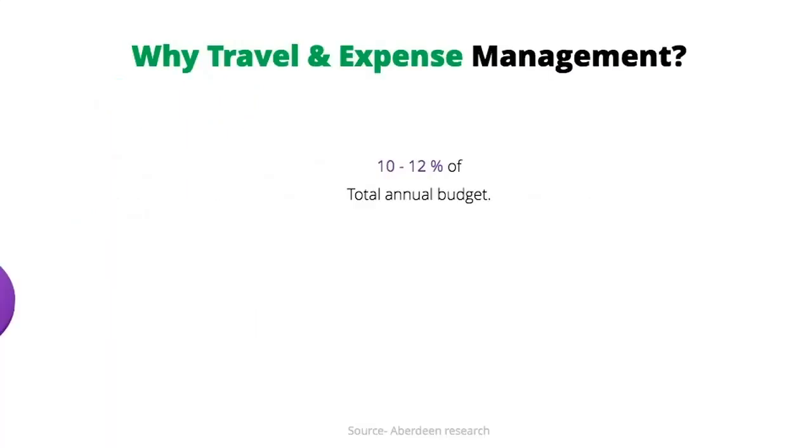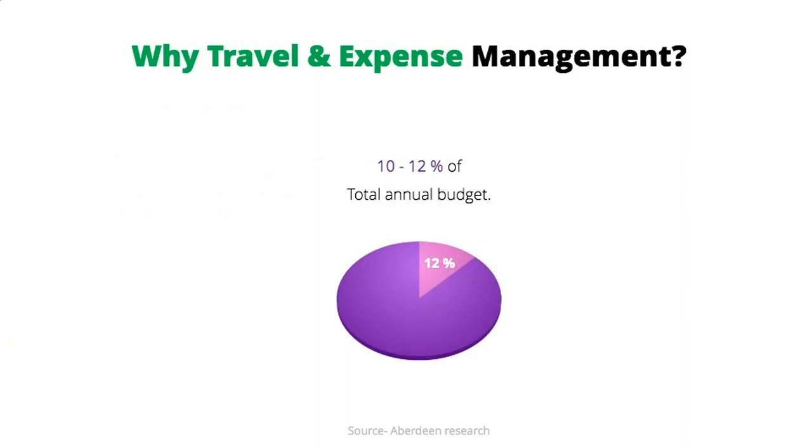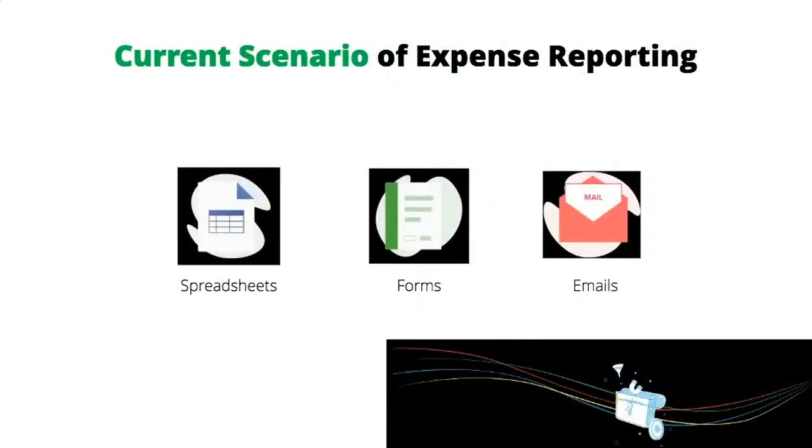So first up, why travel and expense management? According to a recent survey, most organizations spend around 10 to 12% of their annual budget on expense management, which makes it really important to definitely focus on travel and expense management. Streamlining the process is something which is really important. And the current scenario of expense reporting is this. Most of the organizations who don't use an online application majorly use one of these three options: spreadsheets or forms or mails. They use spreadsheets to basically fill out the expense data, and then use forms to submit them via emails. And then the approvals also happen via emails, which makes it a lot more cumbersome, with this manual process.